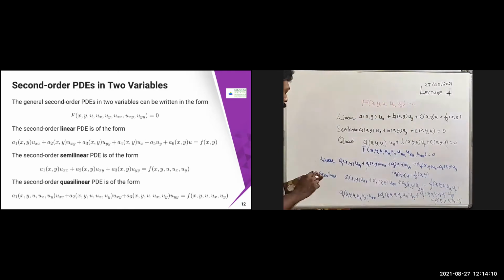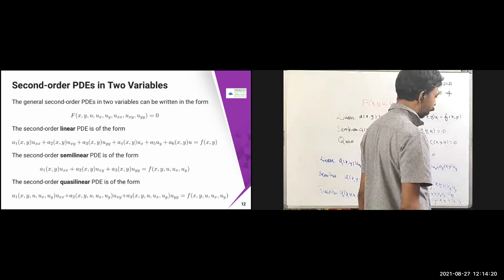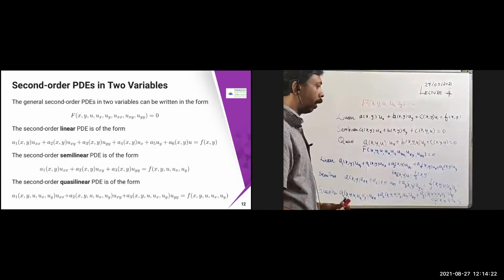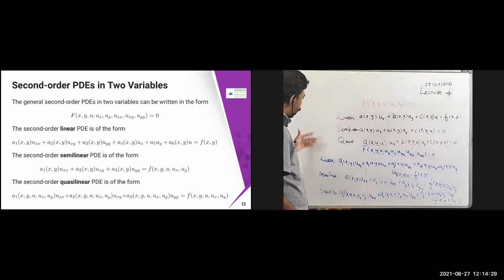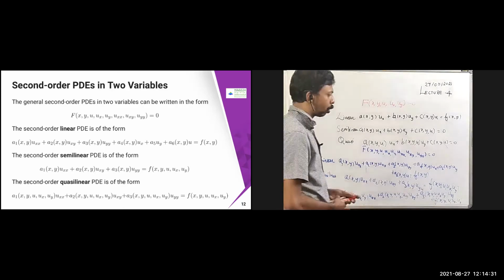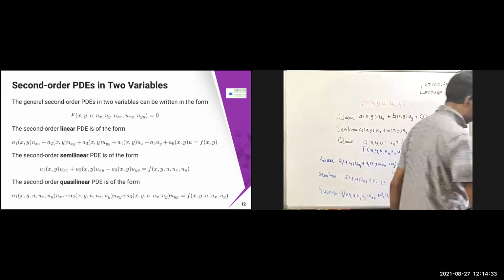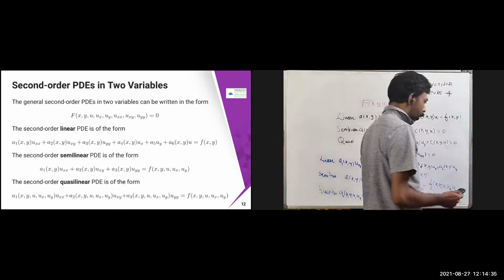Okay, so this is called a quasi-linear PDE. These are the usual ways you can check whether it's a quasi-linear PDE, a semi-linear PDE, or a non-linear PDE. Mostly these three classifications, quasi-linear, semi-linear and linear PDE, are what we'll be dealing with in most cases. So that's the reason I'm highlighting this once again.